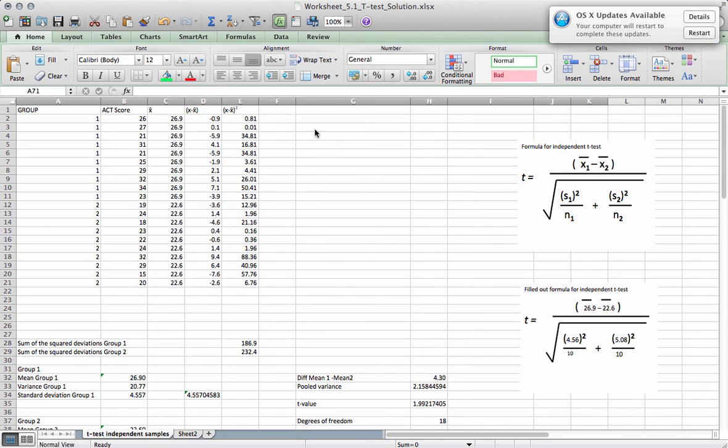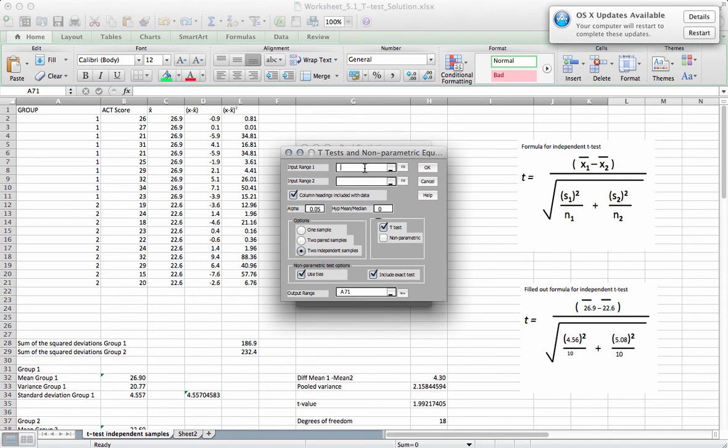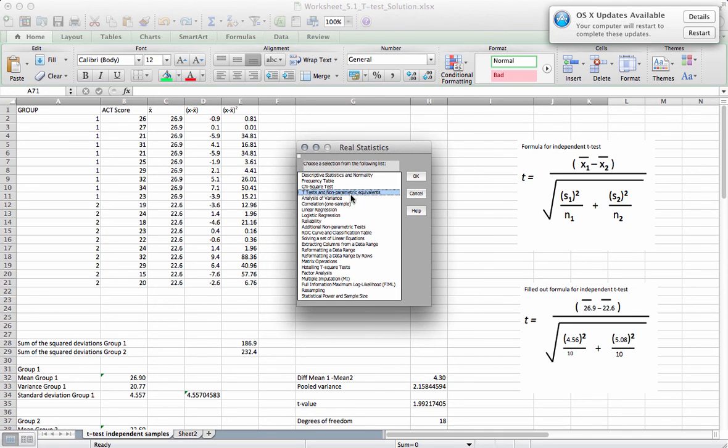So if you want to use real statistics, you go use the data analysis tool, t-test. We have to specify the range. For group 1 it's B2 through B11. For the second group it's B12 through B21. We don't want the column headers. We want it to be two independent samples, and we're going to enter this in column A71 with OK.